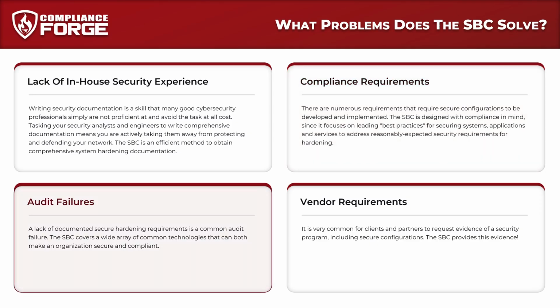The third is audit failures. A lack of documented secure hardening requirements is a common audit failure. The SBC covers a wide array of common technologies that can both make an organization secure and compliant. And the fourth is vendor requirements. It is very common for clients and partners to request evidence of a security program, including secure configurations. The SBC provides this evidence.